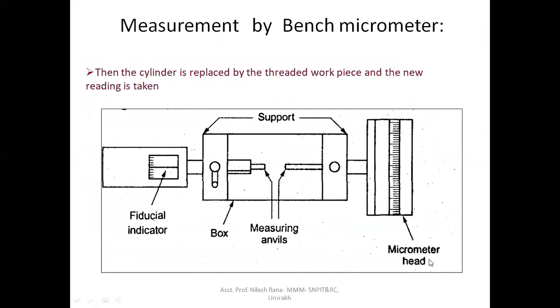You can see the fiducial indicator. There is a micrometer head. This is the measuring anvil, and this is the box. The cylinder is replaced by the threaded workpiece, and the new reading is taken between these two anvils.